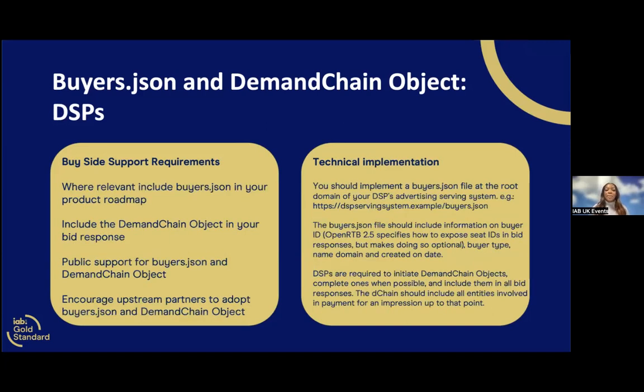When implementing a buyers.json file, DSPs are required to implement a file at the root domain of their advertising system. So whatever your DSP is called, /buyers.json. The CIDs in the buyers.json file can remain anonymized if needed, and DSPs should initiate demand chain objects when possible and include them in all bid responses. The D chain should include all entities involved in payments for an impression up until that point.